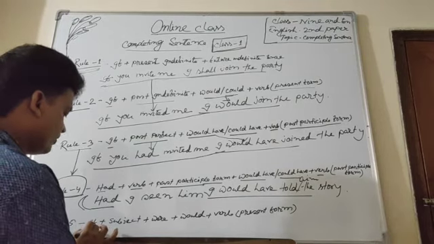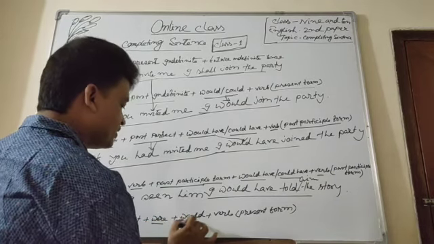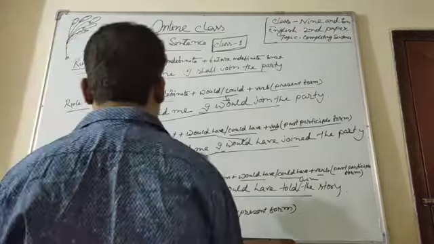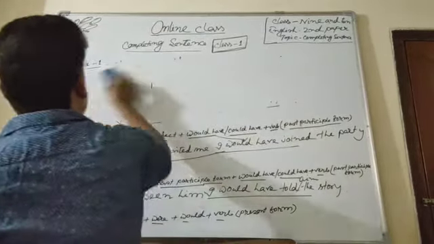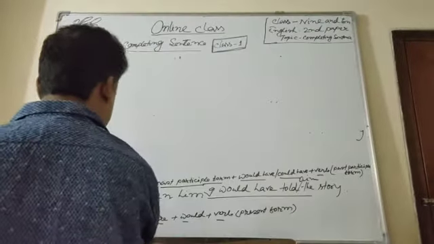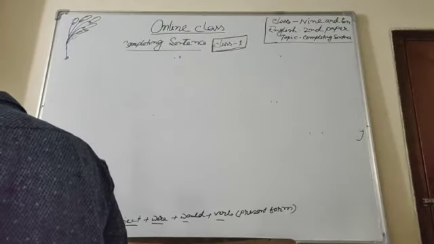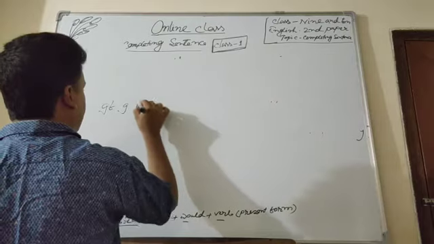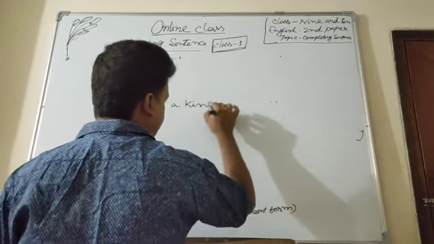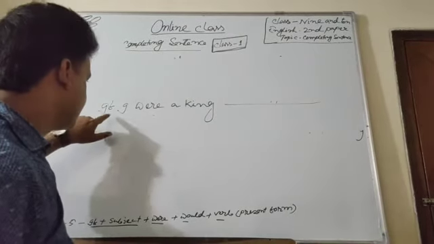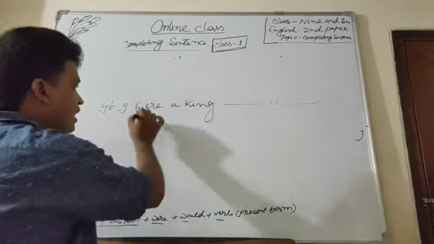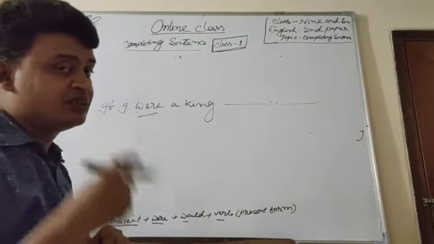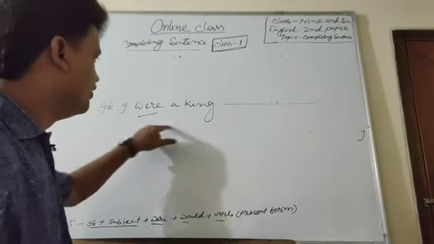Rule 5. If plus subject plus were, plus would plus verb in present form. If I were a king, the fact is that this structure has started with if and then the subject and then were. If I were a king. So just think, how can we complete it?